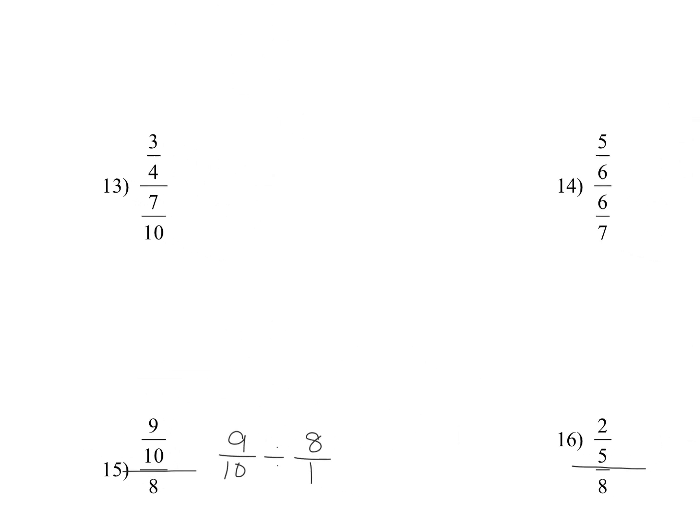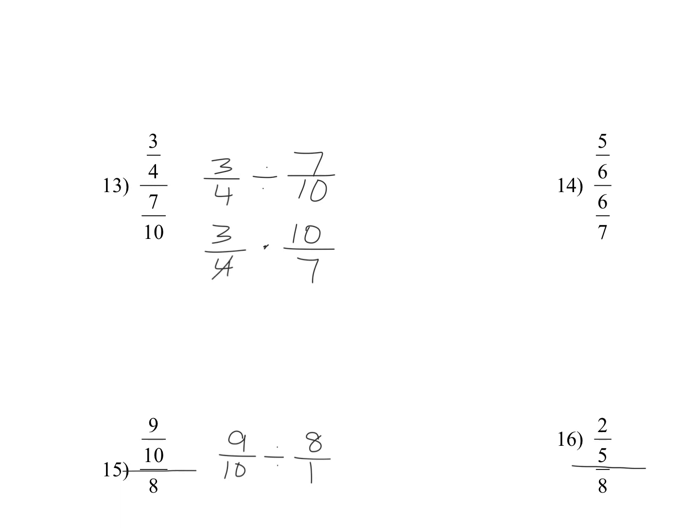Back on 13, how do I read that one? 3/4 divided by 7 over 10. Good. What's my next step? Keep, change, flip. Yep. From here, is there anything I can do before I multiply straight across? Yep, because what number goes into both 4 and 10? Yep, we can cross reduce.